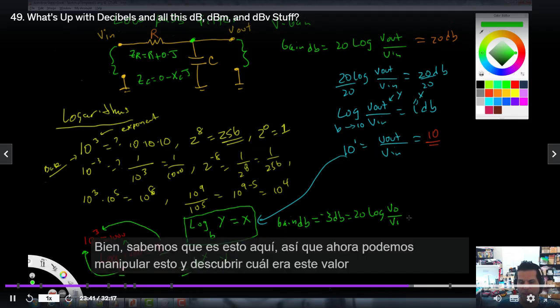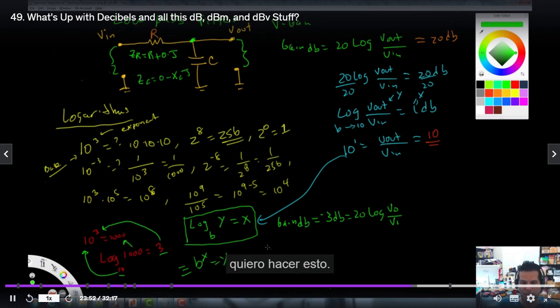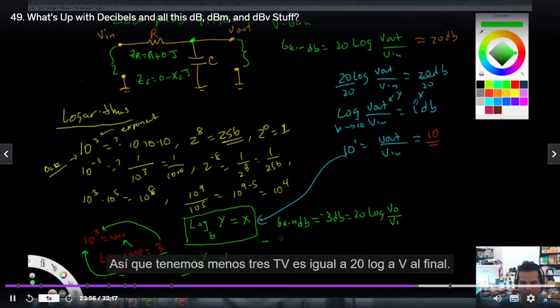So we know it's this right here, so now can we manipulate this and figure out what this value was right here? Now we're not going to be able to figure out exactly, we're going to get a decimal, but you'll see why I want to do this. Okay, so let's come over here and write this down. So we've got minus 3 dB equals 20 log of V out over Vn.